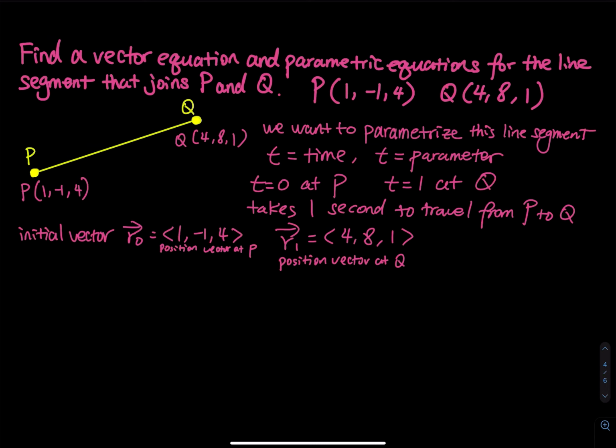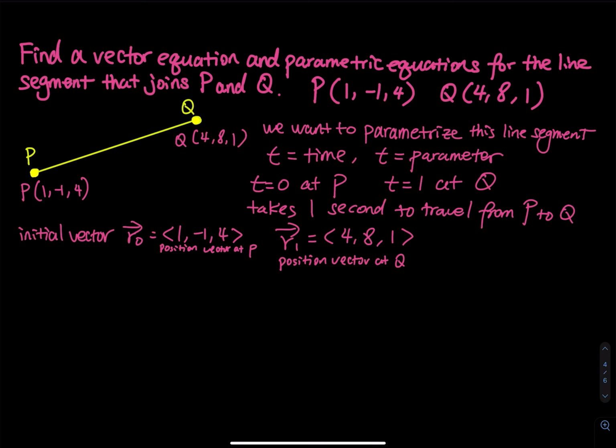Find a vector equation and parametric equations for the line segment that joins P and Q. So we have two points, point P with (x, y, z) equal to (1, -1, 4), and point Q with (x, y, z) equal to (4, 8, 1). You don't really need a three-dimensional graph. Just put it on your paper, point P and point Q, and connect them. So this is the location of P, this is the location of Q.